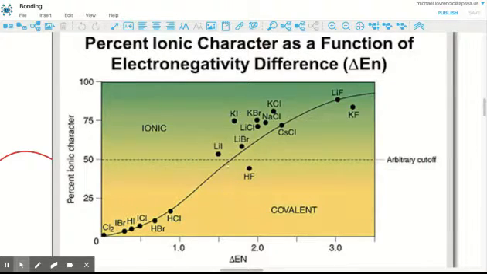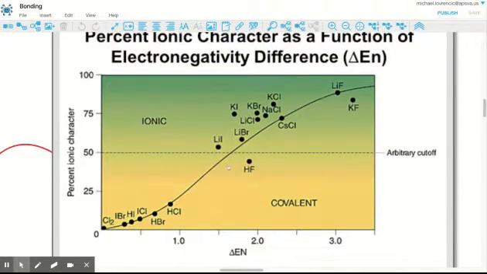But so we kind of do the majority rules, knowing that things are more of a continuum. Large electronegativity differences, high percent ionic character, give an ionic bond, so above 50%, or above that kind of 1.7, 1.8 cutoff. And then small electronegativity differences, we get covalent bonding and sharing of electrons.